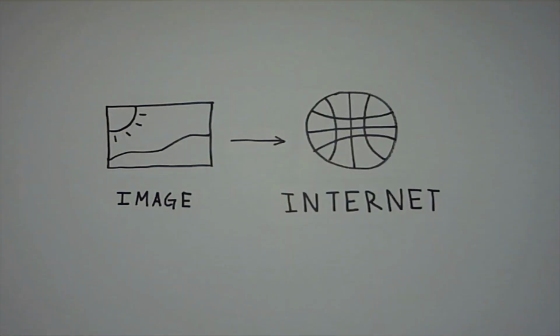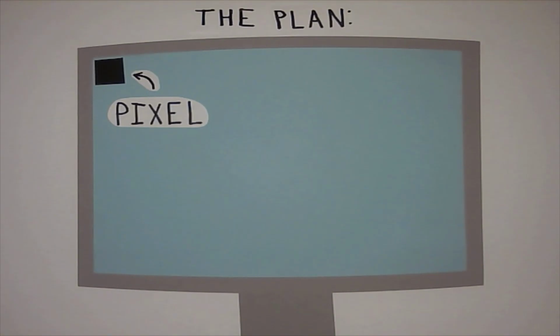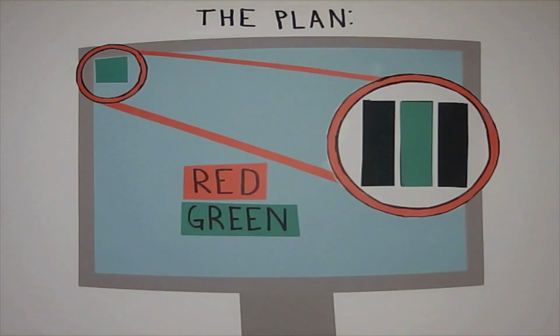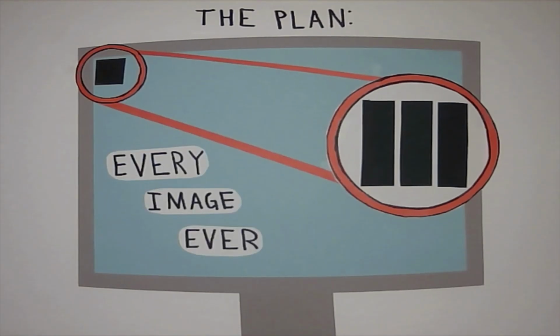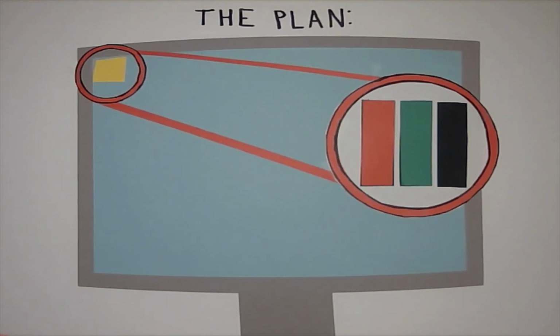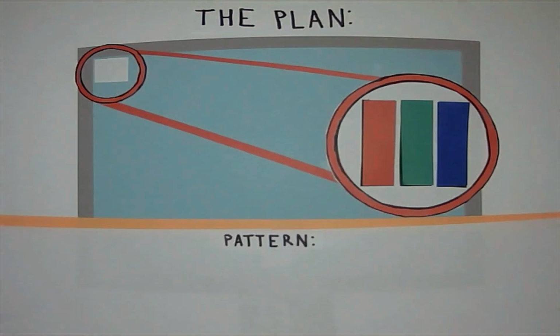So, in order to put every image on the internet, here's the plan. Each pixel on your screen is made of 3 colors: red, green, and blue. For the sake of creating every image ever, all we have to do is turn on each pixel color in some pattern on the screen. This pattern could be the following.